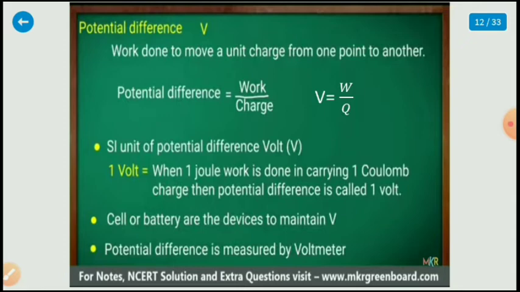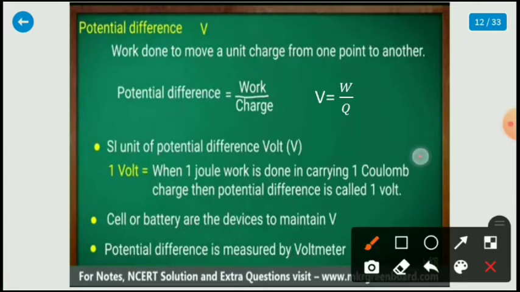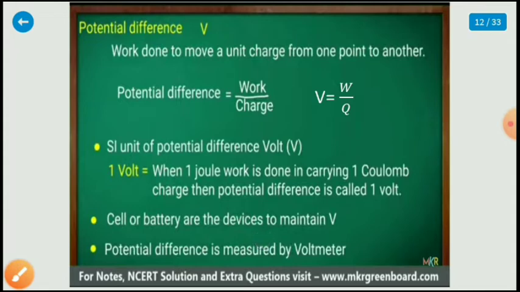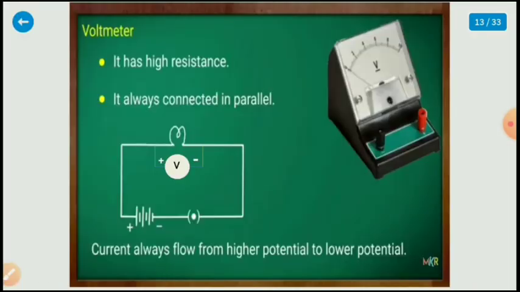Next, the cell or battery is a device that maintains the voltage. We provide the battery or the cell to supply an equal voltage continuously. Potential difference is measured by the voltmeter. That is the name of the equipment used to measure the potential difference, that is volt, in any circuit or any equipment. So let's see in the next page. This is the voltmeter, to measure the volt in any circuit.